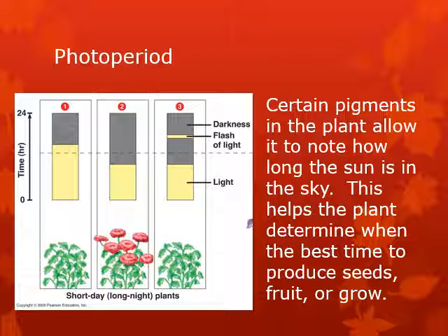Photoperiod. Plants have pigments. Plants can detect the amount of light that's out there. Obviously, the pigment you know best is the chlorophyll. Other pigments are there not to provide color, but to tell the plant how long the sun is in the sky. That helps the plant figure out when's the best time to produce fruit. Heck, even trees getting ready for fall. People think, well, it's getting colder, so the leaves are starting to fall. It's nothing to do with it. It's all about how long the sun is in the sky.